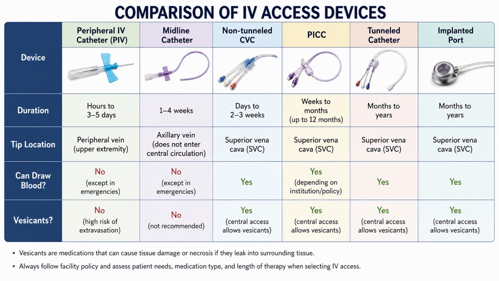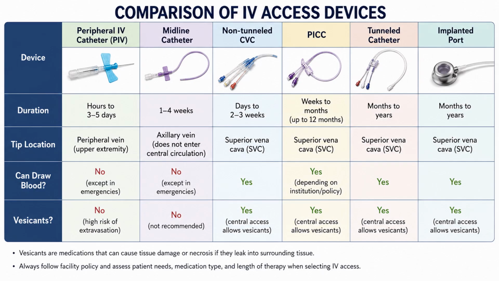Another important difference is, again, how long the IV or access device is going to stay in. So peripheral IV, hours to 3 to 5 days; midline, 1 to 4 weeks; PICC line, weeks to months; and then tunneled catheter and implanted port, months to years.